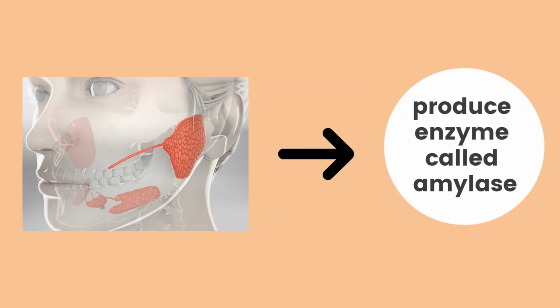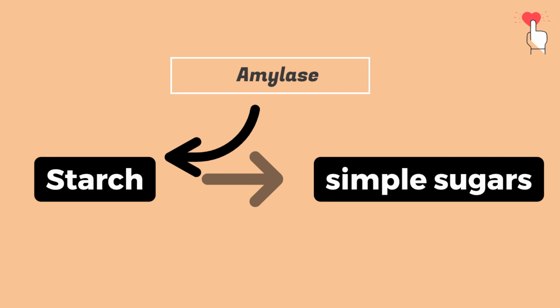Another function of the salivary glands is to secrete an enzyme called amylase. The food we ingest is complex and mostly comprised of starch. This cannot be absorbed easily by the alimentary canal linings. Amylase breaks starch into simple sugars.